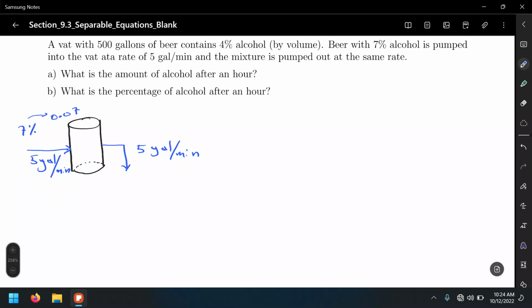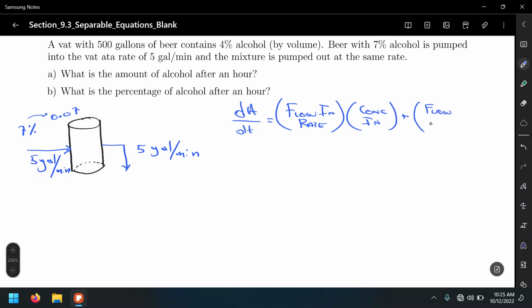All right, so let's set up the equation again. dA/dt equals flow in rate times the concentration in, plus flow out rate times the concentration out.